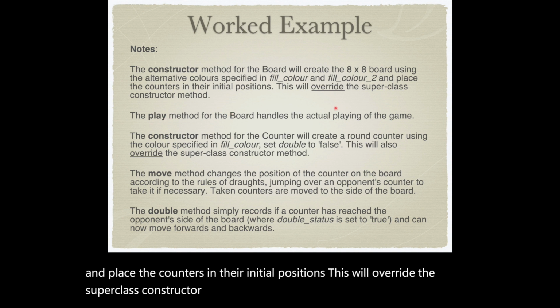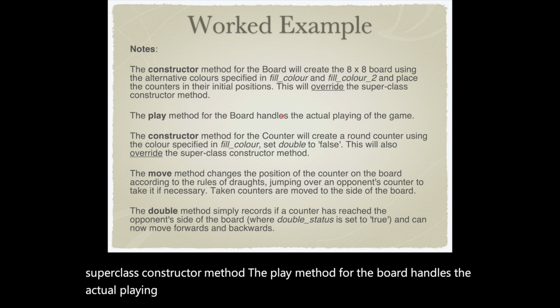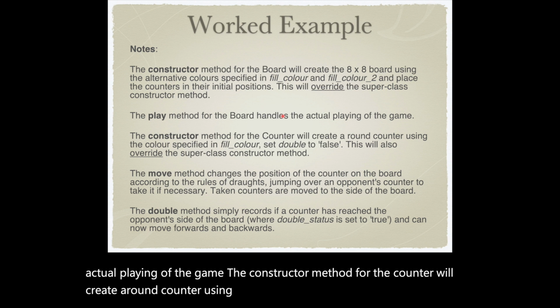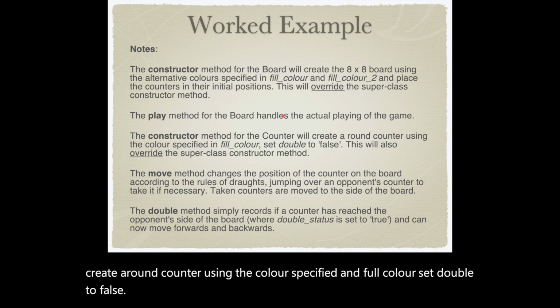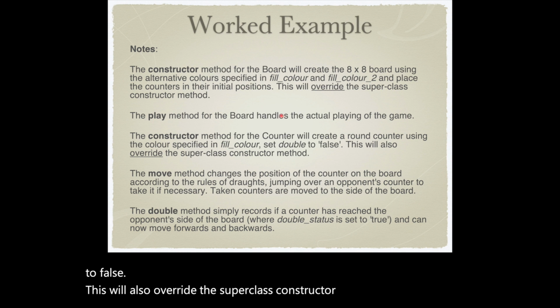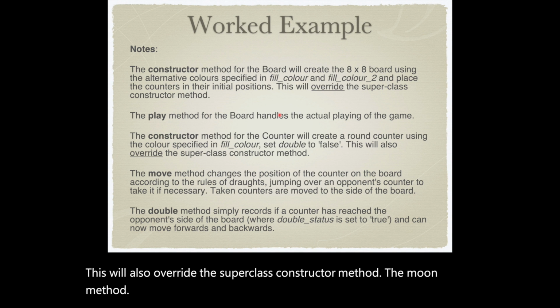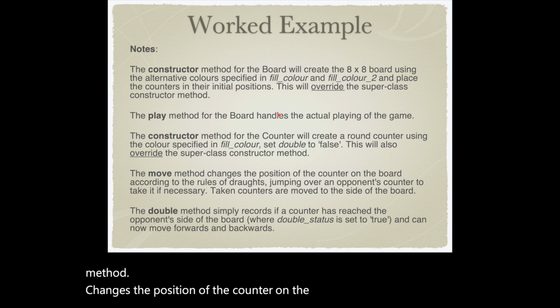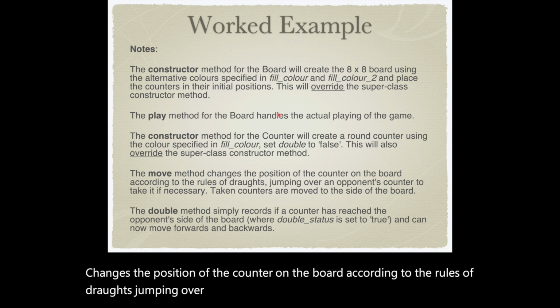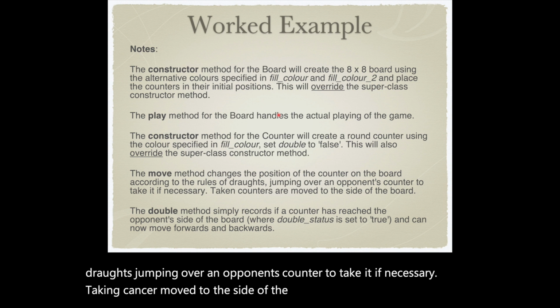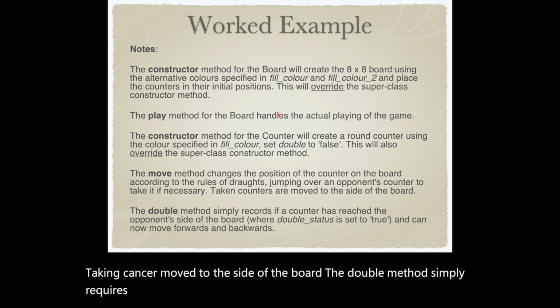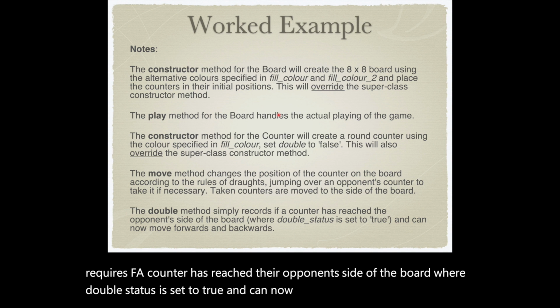The play method for the board handles the actual playing of the game. The constructor method for the counter will create a round counter using the color specified in fill color, set double to false. This will also override the superclass constructor method. The move method changes the position of the counter on the board according to the rules of drafts, jumping over an opponent's counter to take it if necessary. Taken counters are moved to the side of the board. The double method simply records if a counter has reached the opponent's side of the board, where double status is set to true and can now move forwards and backwards.